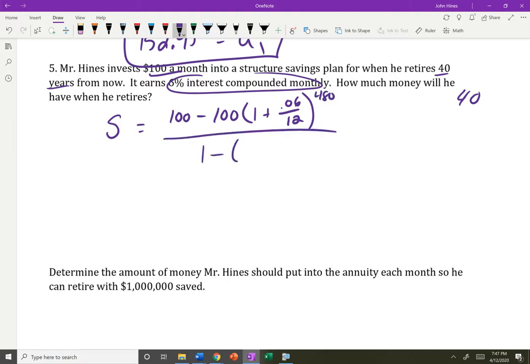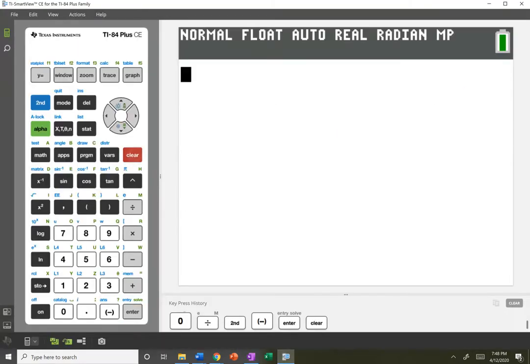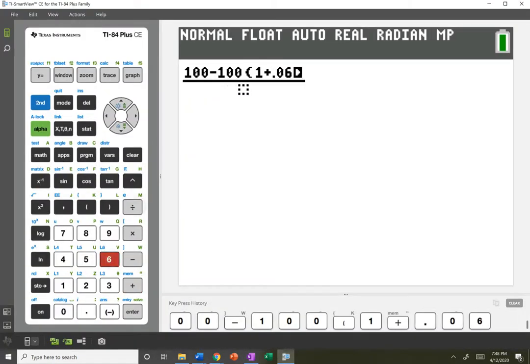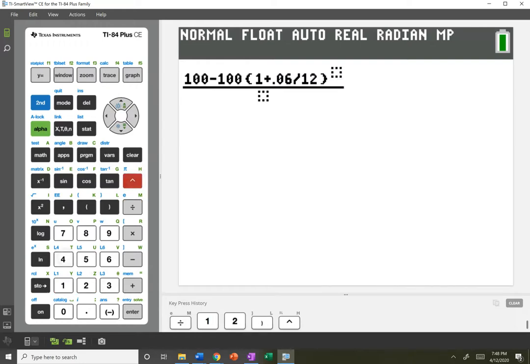Divided by 1 minus that common ratio, divided by that multiplier. This expression will tell me how much money I would have in this scenario. If I put $100 away a month, how much money will I have when I retire? Let's make a fraction. 100 minus 100 parentheses 1 plus 0.06 divided by 12 to the 480 months I have to work. Oh goodness, that's frightening to think about. 1 minus the common ratio.